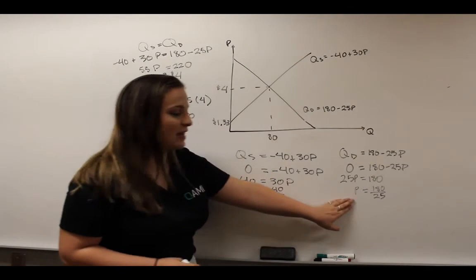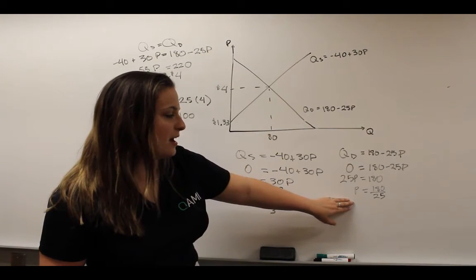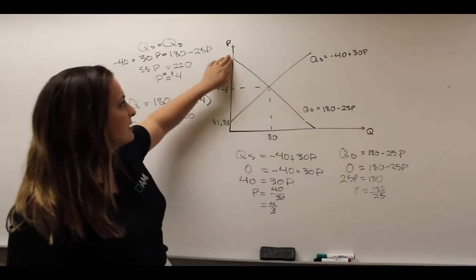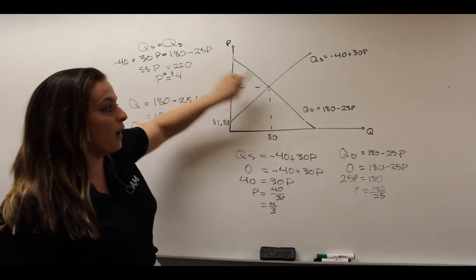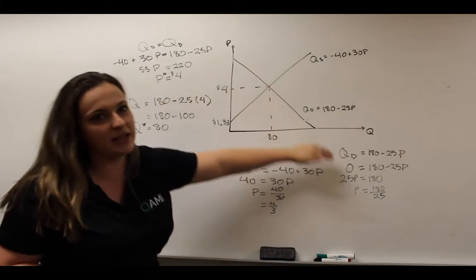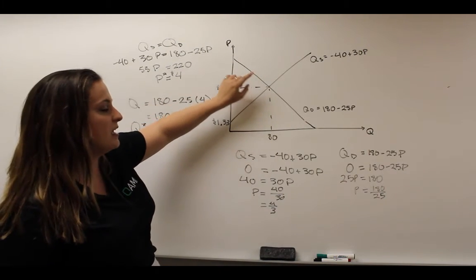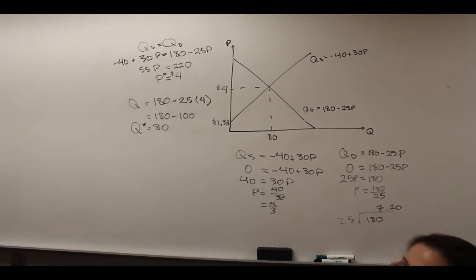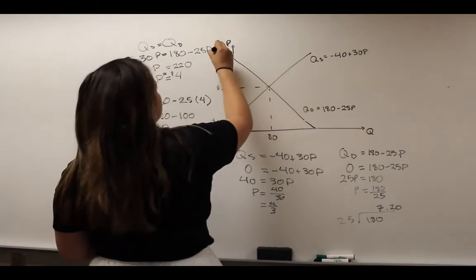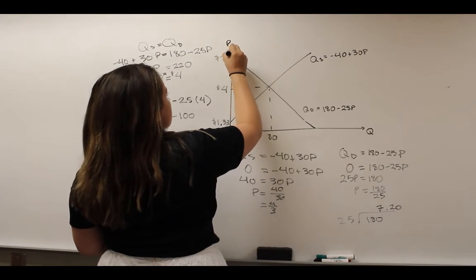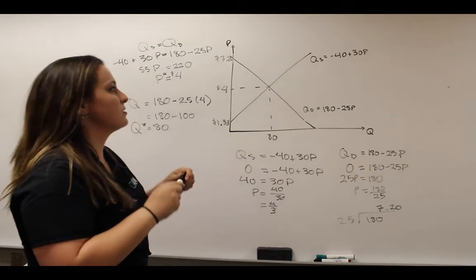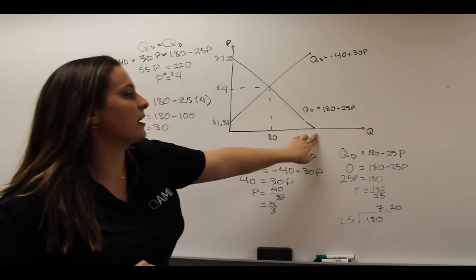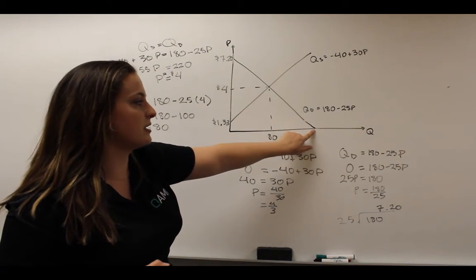Okay, so after doing the algebra, we've found that the price intercept up here for the quantity demanded line, and remember demand slopes downward, so we know that this is the correct line, is 180 over 25. So this roughly comes out to 7.20. Okay, so now we found our intercepts on the price axis. Now let's find where quantity demanded intersects the x-axis.